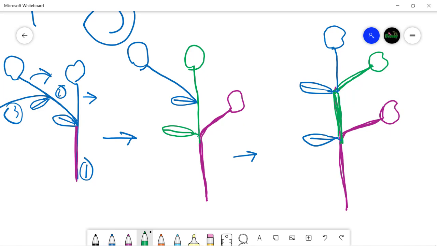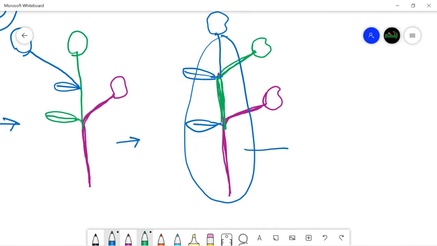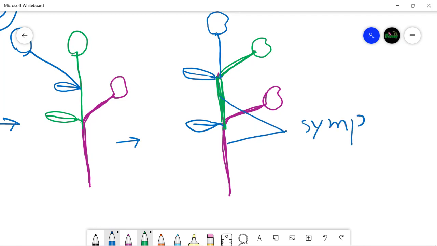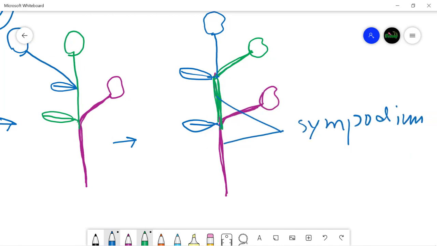Now you can see that the main axis, which seems to be a single axis, is actually a sympodium. So this is a sympodium, as it has been formed by the bases of the subsequent daughter axes. So this is the base of the main axis, and this is the base of the first branch, and this is the next branch. As you can see, this, which seems to be a single axis, is actually a composite axis made up of the bases of the subsequent daughter axes. So this was helicoid cymose branching.